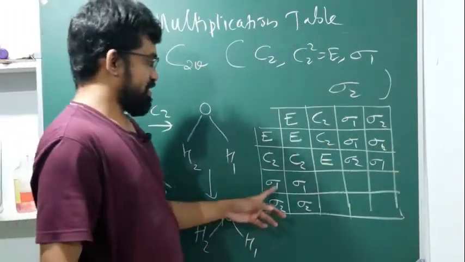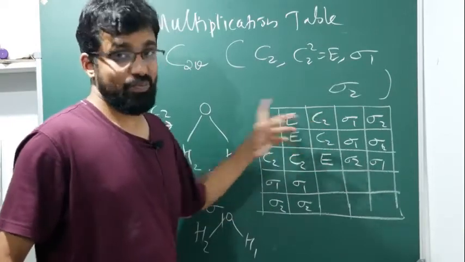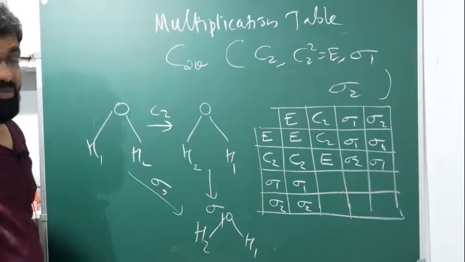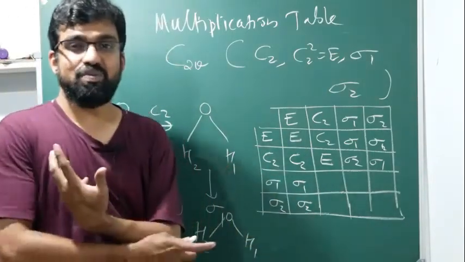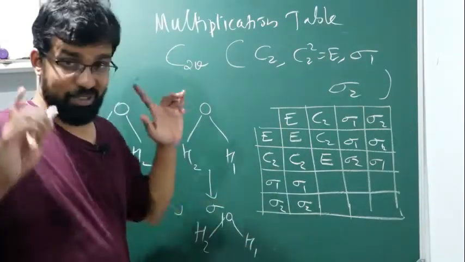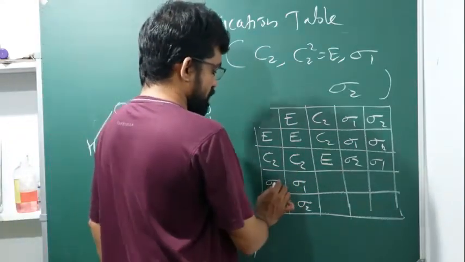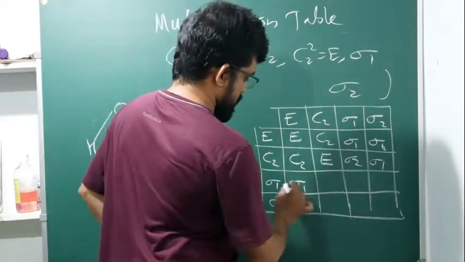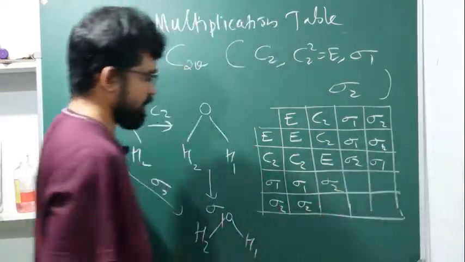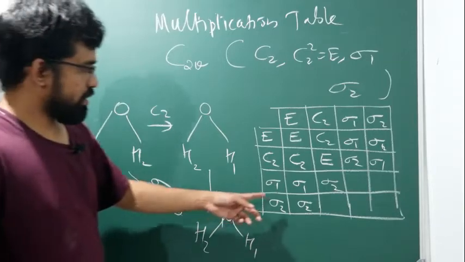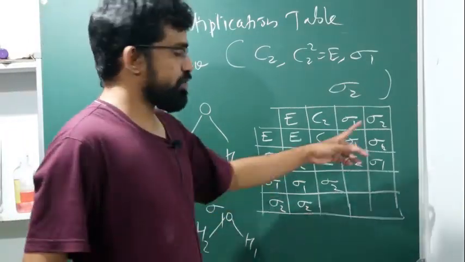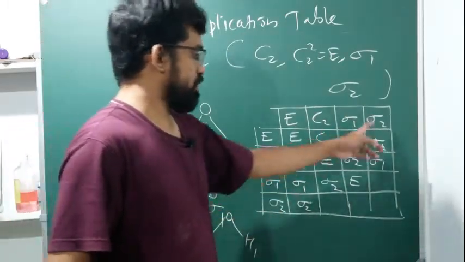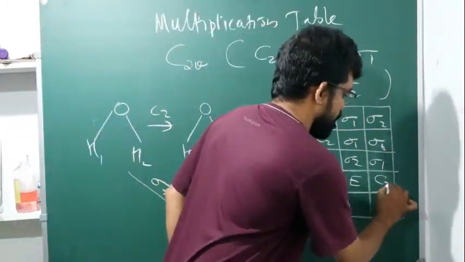Similarly, sigma 1 into C2, you can also try. I will explain more with the NH3 molecule, right? This is easy, so I don't want to spend much time, it is a shortcut. So sigma 1 into C2 is sigma 2. Sigma 1 into sigma 1 is E, and sigma 1 into sigma 2 is C2.